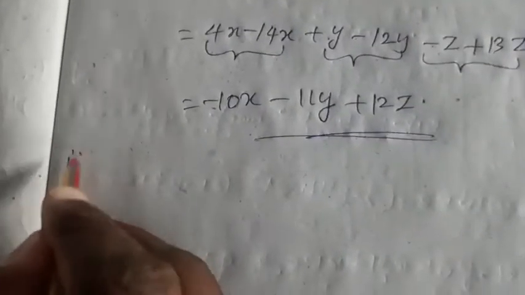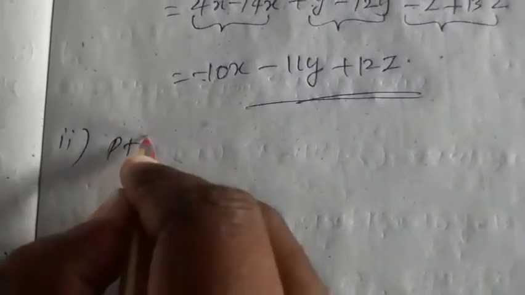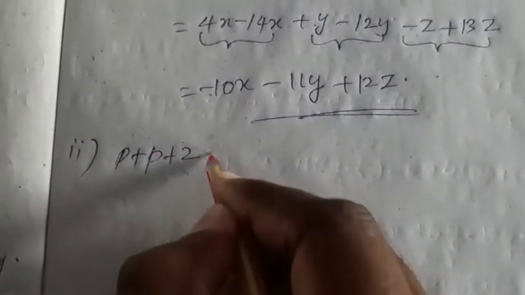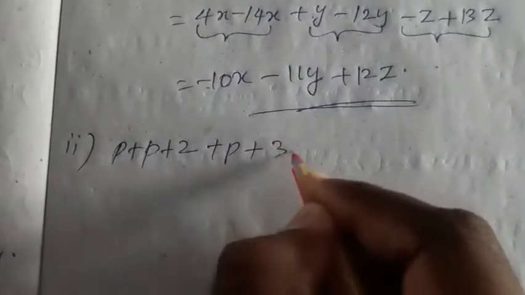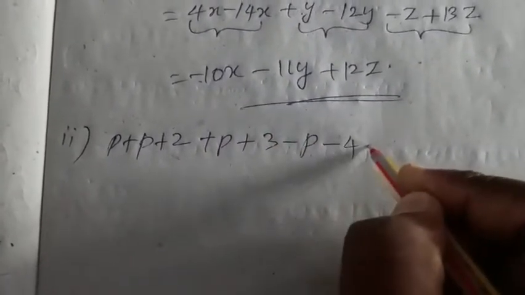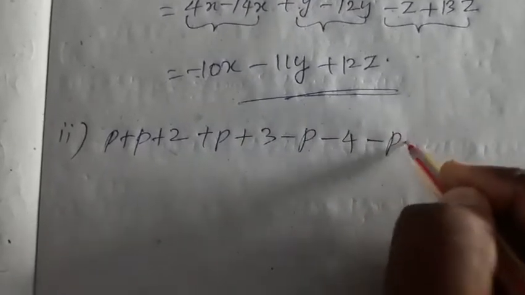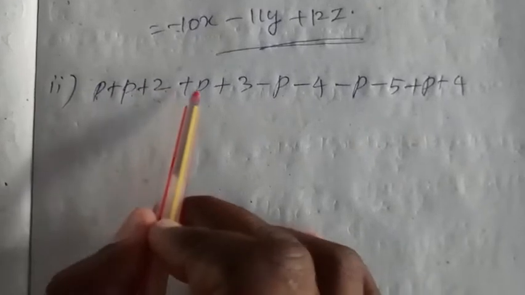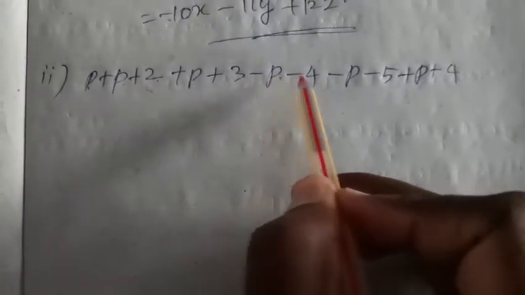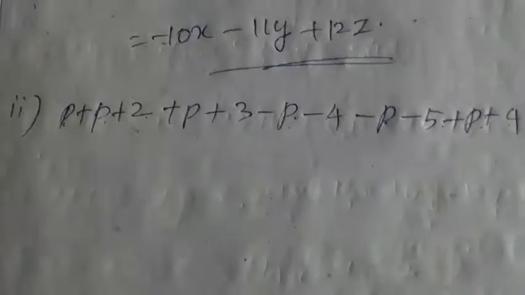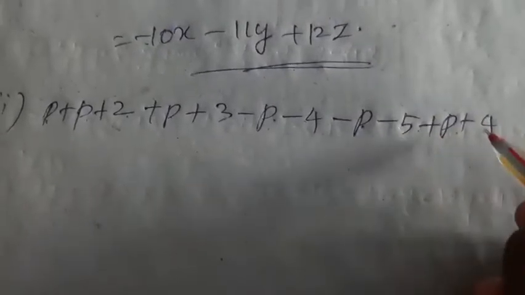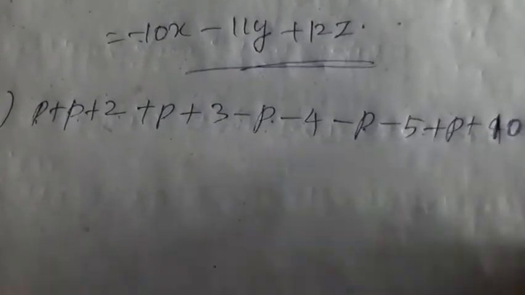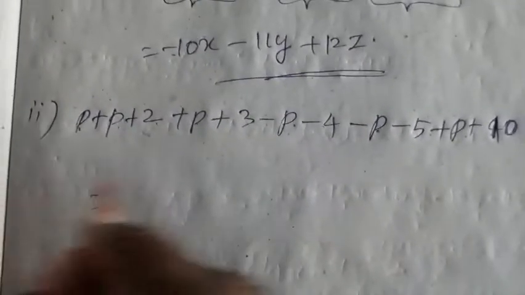Next, second subdivision: p plus 2 plus p plus 3 minus p minus 4 minus p minus 5 plus p plus 4. This is given, we want to simplify. Again one time check the question: p plus 2 plus p plus 3 minus p minus 4 minus p minus 5 plus p plus 10. So the mistake is the 4. So take it right. Simplify. Given.